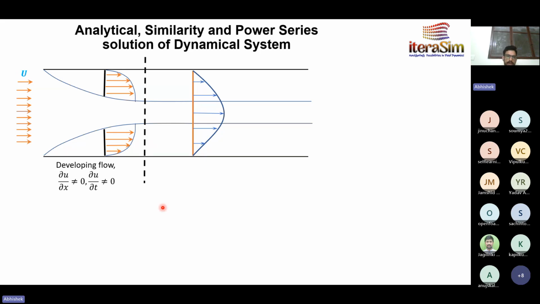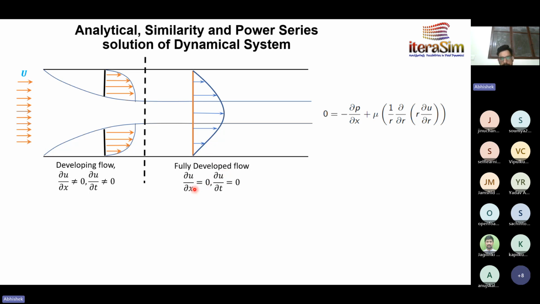So let's talk about why we need CFD first. Okay, so this is a simple flow in a channel problem. Initially, you can see the flow is developing. All right, that is del u by del x and del u by del t, it is changing with time. Flow is changing with time and in the x direction. But for fully developed flow, you can see the flow is not changing with respect to x or with respect to time.